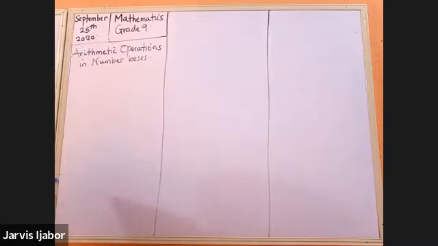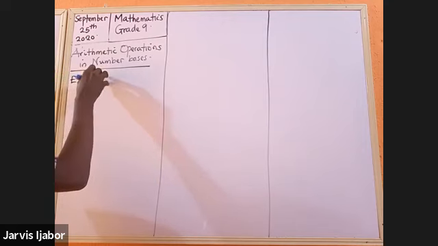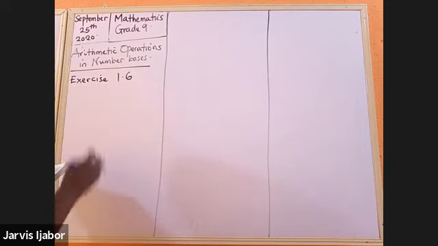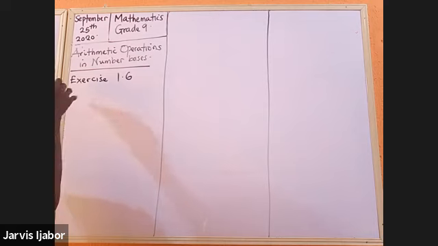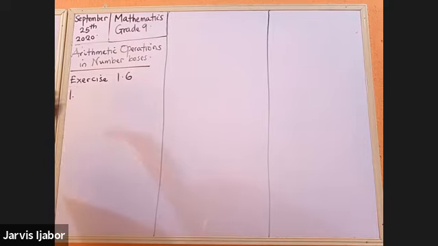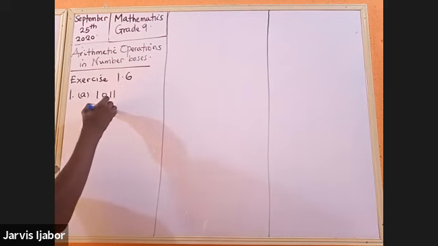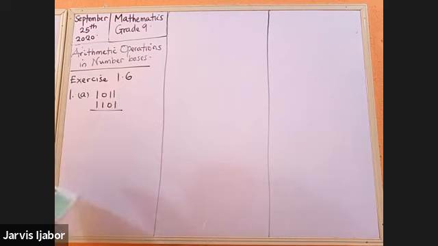Okay, so we'll kickstart by looking at exercise 1.6, and question 1 there says, evaluate the following binary numbers. So the focus here is on binary numbers. Look at A, 1011 base 2 plus 1101. So how do you do this?